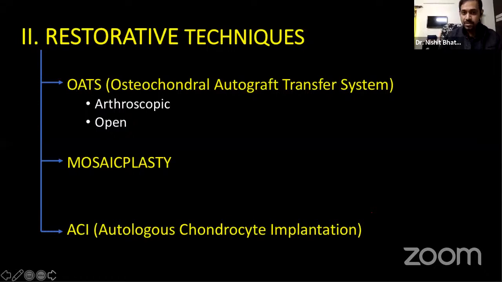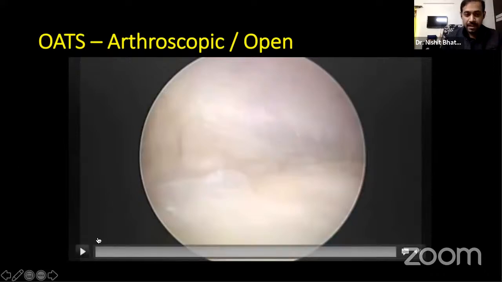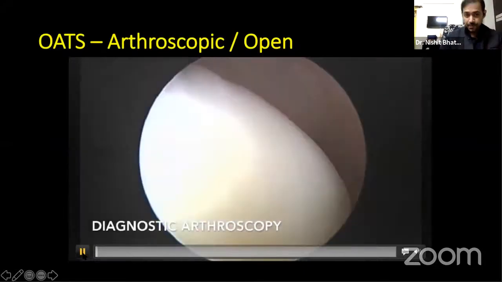So OATS, which is osteochondral autograft transfer. In this, we use a bone cartilage plug from the patient's own body or own joint and take it out from a particular area which is not very important in the knee and place it in that particular defect. Let's look at this example. This is my own video.